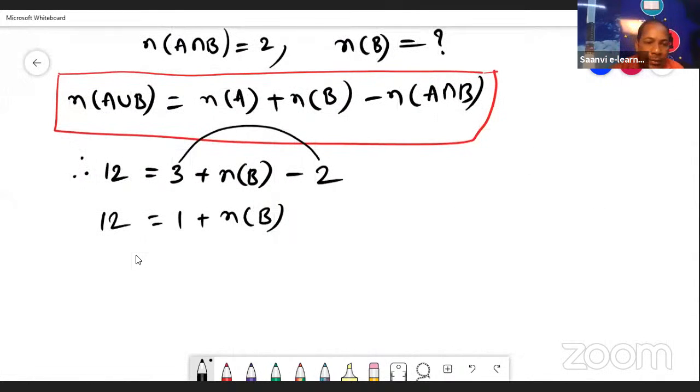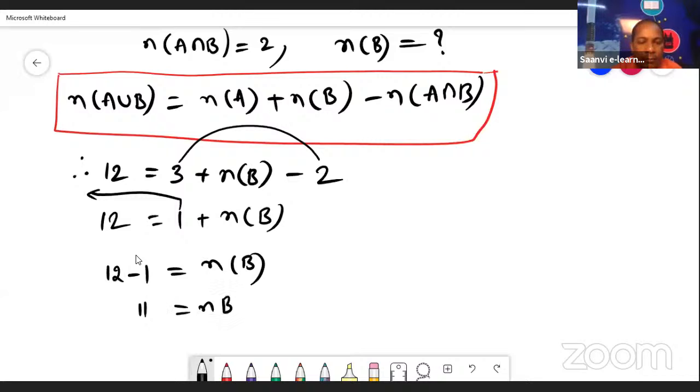So to find n of B, this 1 we send to this side. This plus 1 becomes minus 1. n of B is 12 minus 1, how much? 11 is equal to n of B. So n of B is equal to 11. Right? So like this, children, we can find any value whenever n of A and n of B are given.